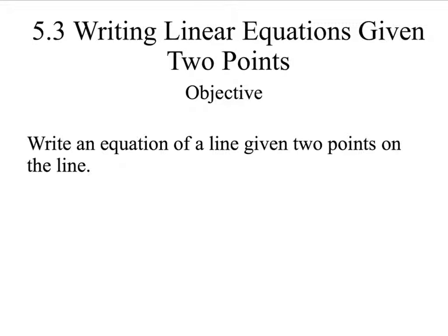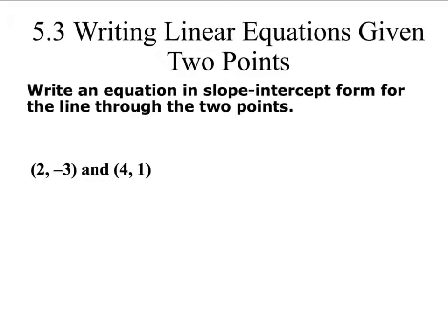All right, so now I'm going to write an equation of a line given 2 points on that line. Okay, so you don't have to write this one down. I just want you to watch what I do. If you look at this, it says write an equation in slope-intercept form for the line through the 2 points. Slope-intercept form, that's y equals mx plus b, right?